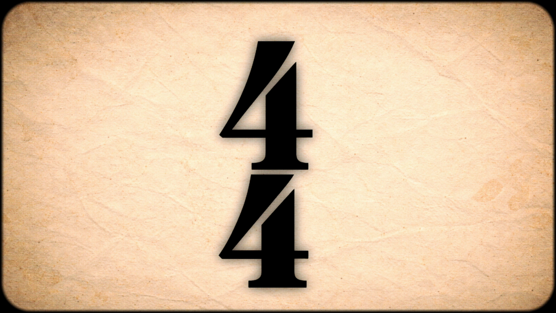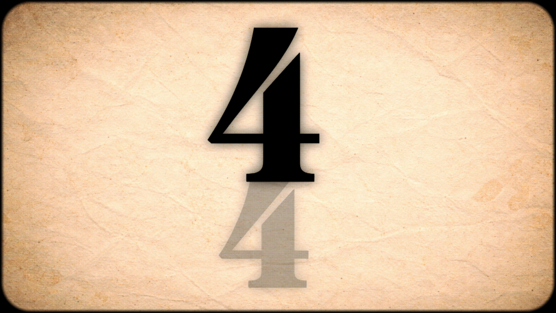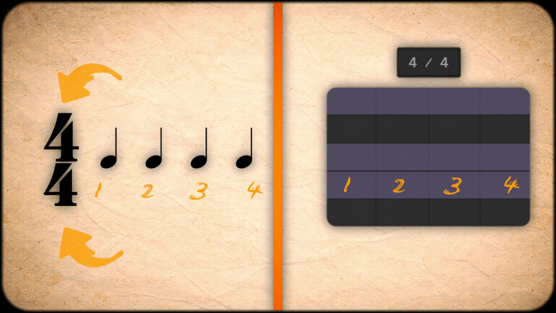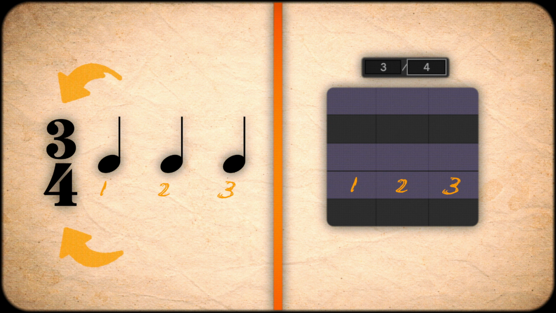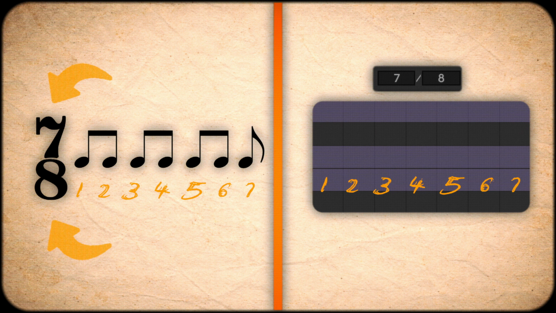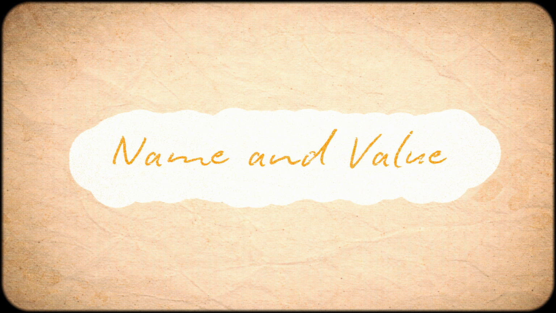4/4, I'm sure you've heard of this one before. The top number tells us how many beats are in a measure, and the bottom number tells us which note value gets the beat. So the top number tells us how many of the bottom number there are. 4/4, 4 quarter notes per bar. 3/4, 3 quarter notes per bar. 6/8, 6 eighth notes per bar. And 7/8, 7 eighth notes per bar. And so on.